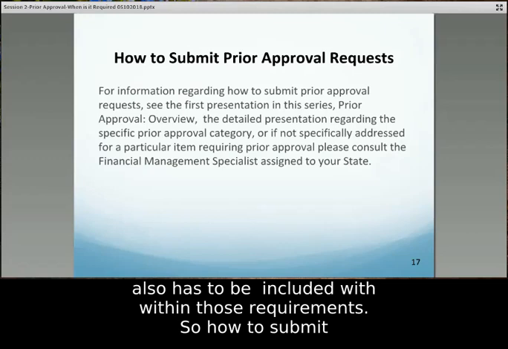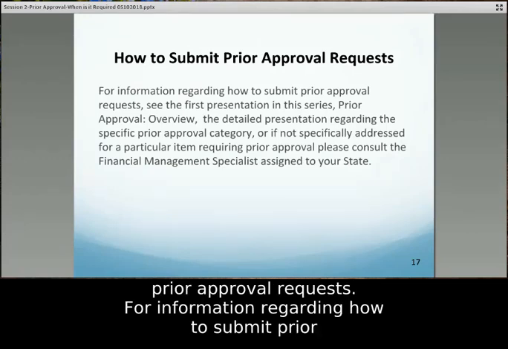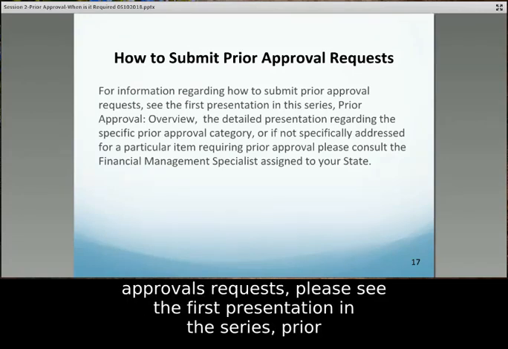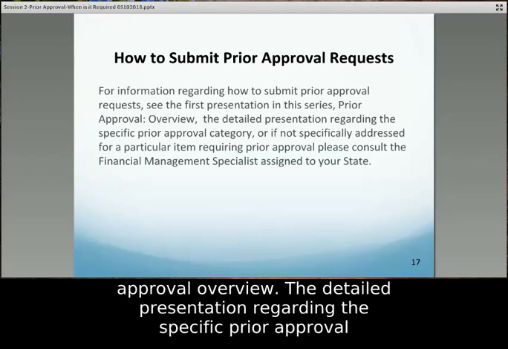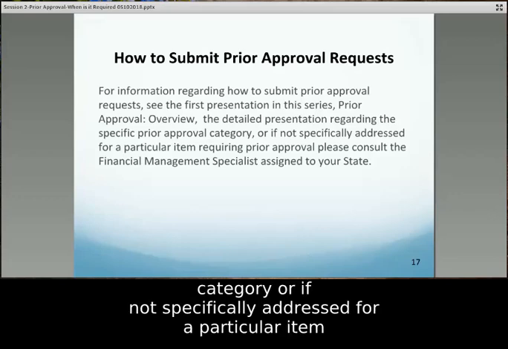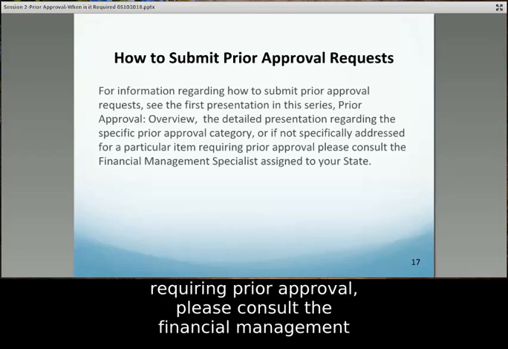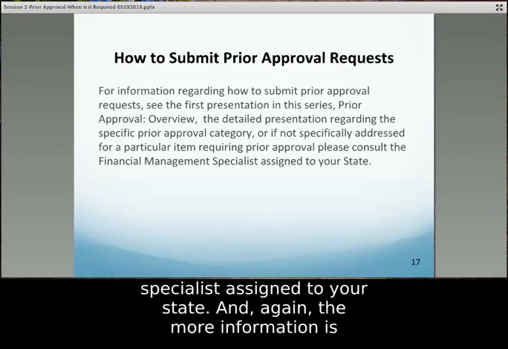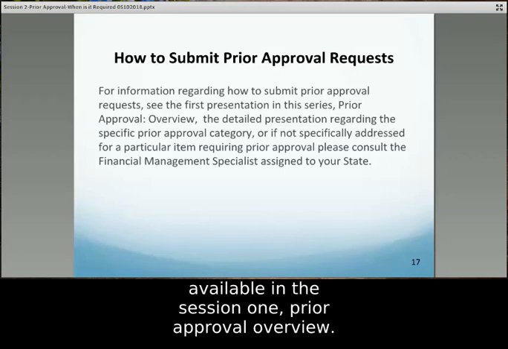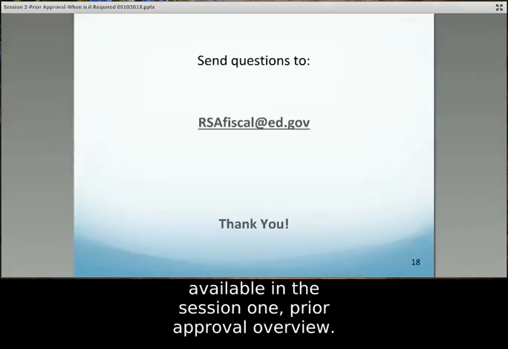So how to submit prior approval requests? For information regarding how to submit prior approval requests, please see the first presentation in the series, Prior Approval Overview. For the detailed presentation regarding a specific prior approval category, or if it is not specifically addressed for a particular item requiring prior approval, please consult the financial management specialist assigned to your state. And again, more information is available in Session 1, Prior Approval Overview.